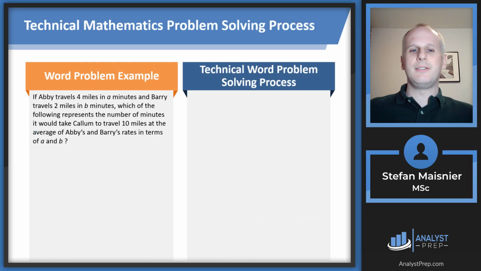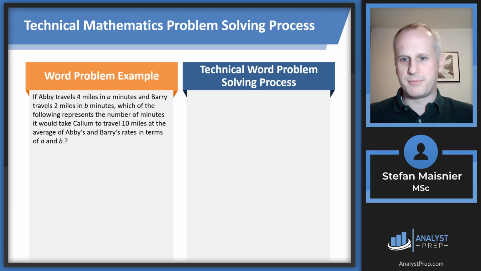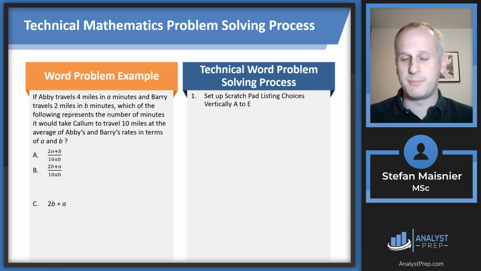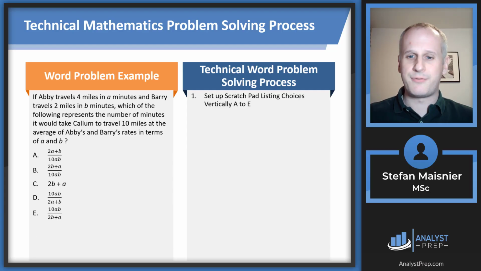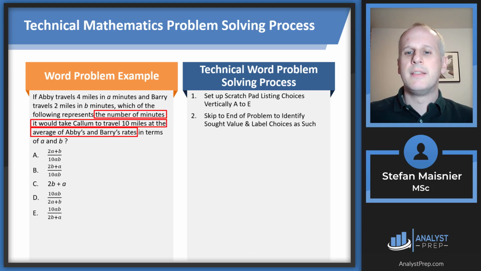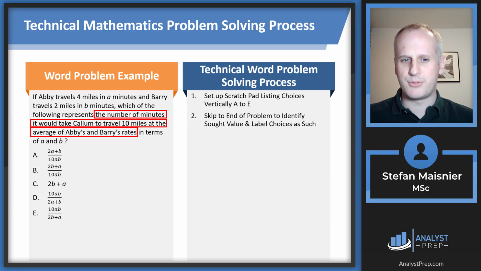So let's take a look at a sample word problem. So the technical word problem process is going to be similar to all of our other problem solving processes. We're going to first set up the scratch pad, listing the choices vertically from A to E. Then we're going to skip to the end of this problem to identify the sought value and label the choices as such. In this case, we're being asked for the number of minutes it would take Callum to travel 10 miles at the average of Abby's and Barry's rates in terms of A and B.